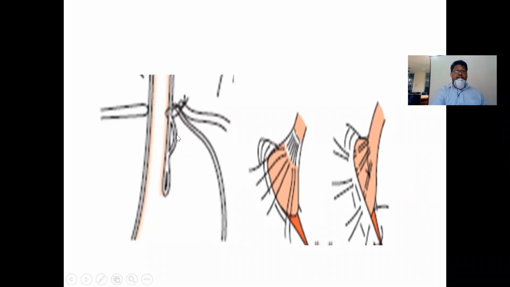First here, this is the apposition being made. So here the angle of His is maintained. Thereby the length of the lower esophagus is maintained. This is one step, and another step is this one, where the lower end is sutured to the diaphragm. So the diaphragmatic defect is also closed. So this is the procedure.